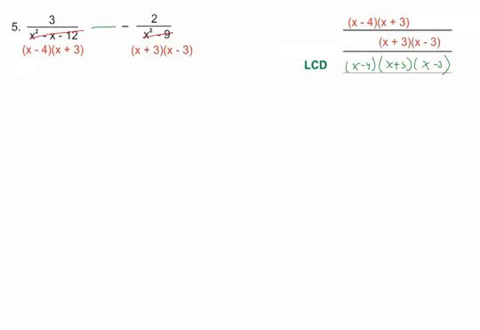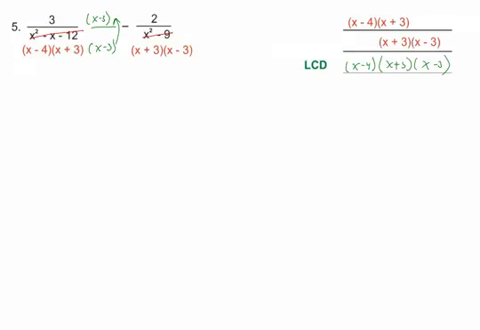Now all you do is look and see what's missing from the LCD. So here's the left denominator, right? The x minus 4 and the x plus 3. What is it missing? It's missing an x minus 3. So that's what I need to multiply it by to get it to be the LCD. I got to get it to match the LCD. And whatever I do to the bottom, I do the same thing on the top. Does everybody know why I chose the x minus 3?